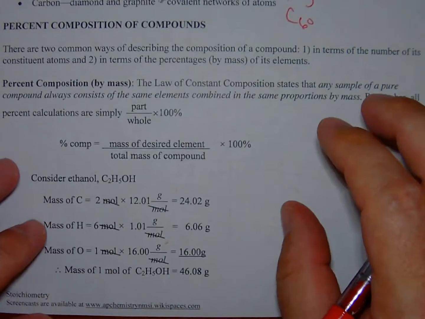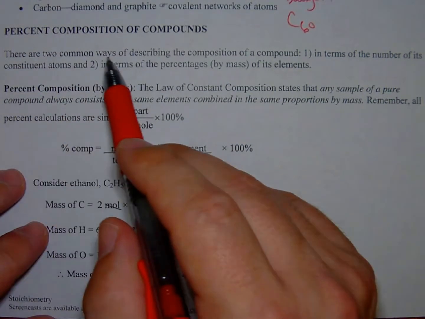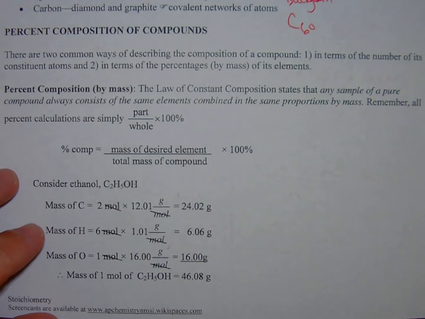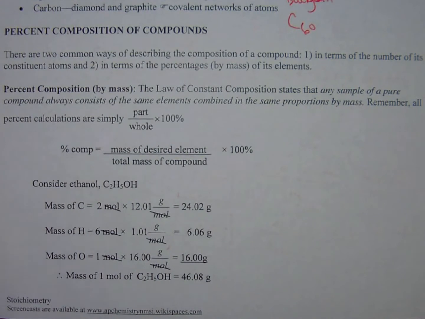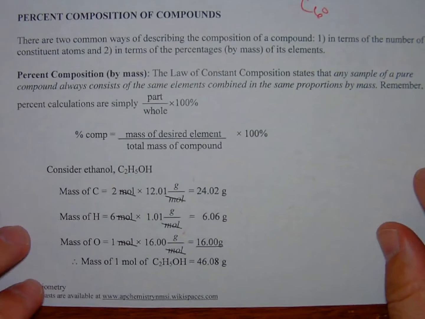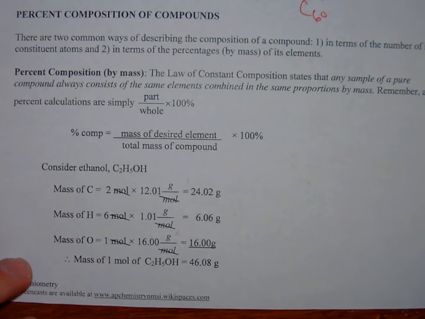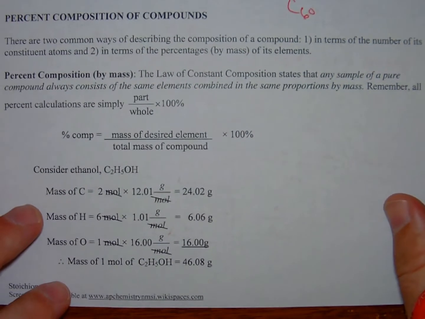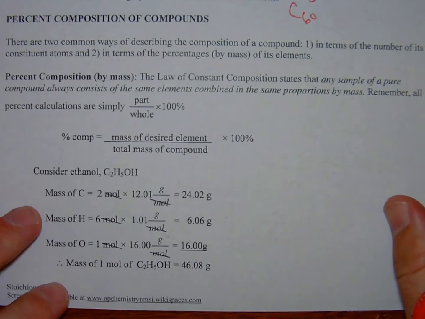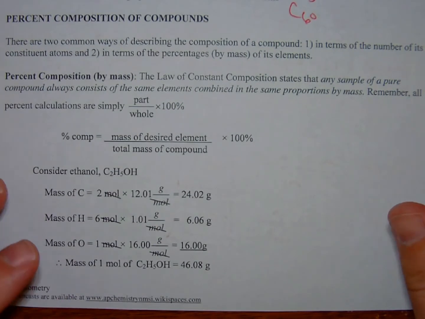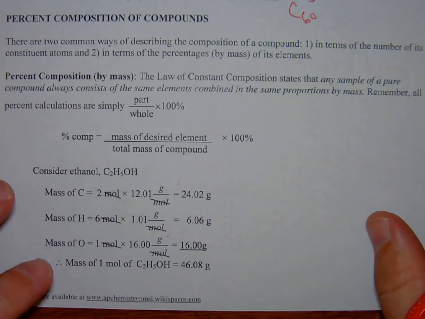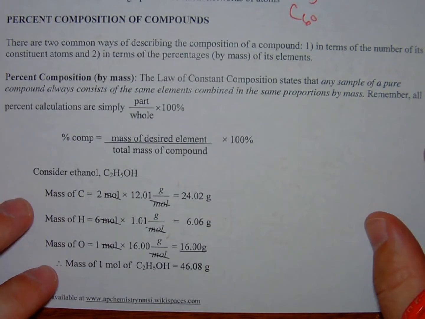Percent composition of compounds. There are two common ways of describing the composition of a compound: one, in terms of the number of its constituent atoms, and two, in terms of its percentages by mass of its elements. So this is a percent composition problem, percent composition by mass. And this actually is historically one of the favorites of the AP exam to ask you at least some point, both on the multiple choice portion and on the free response portion.